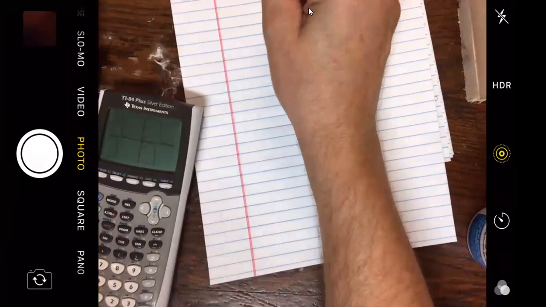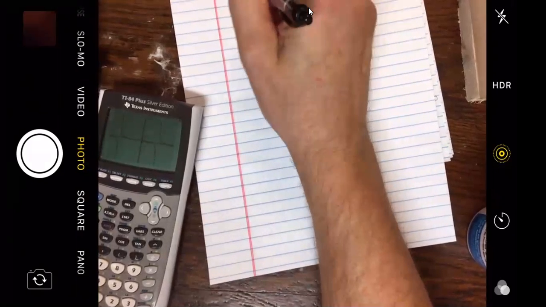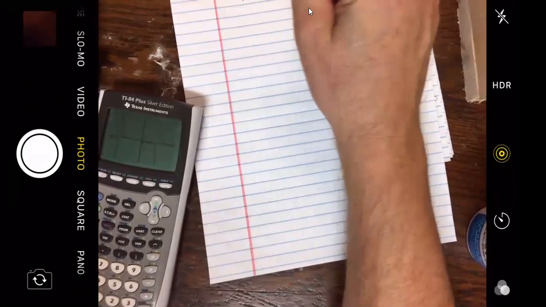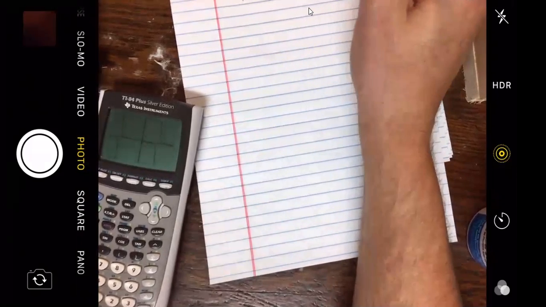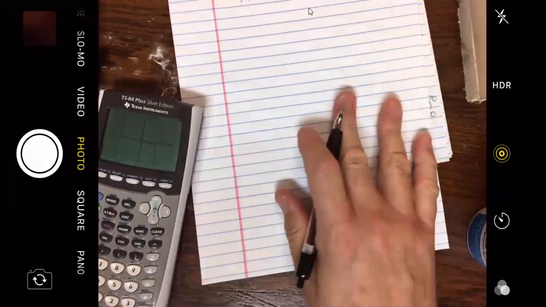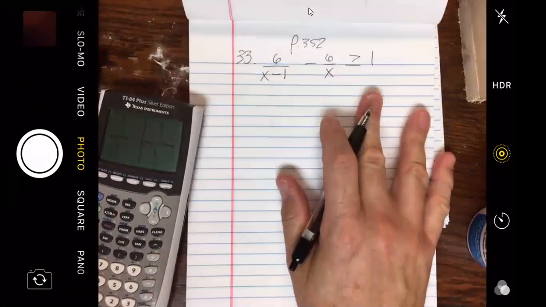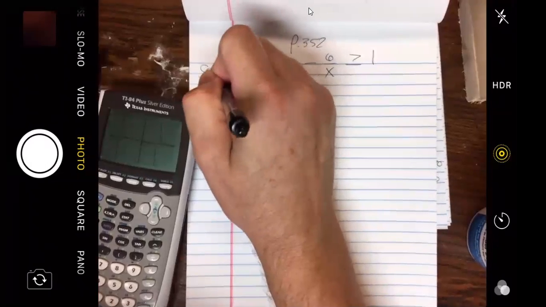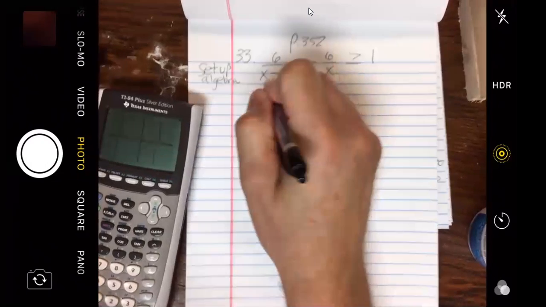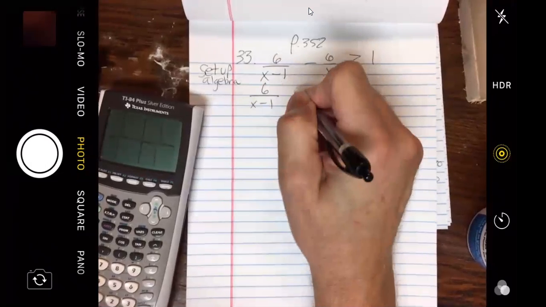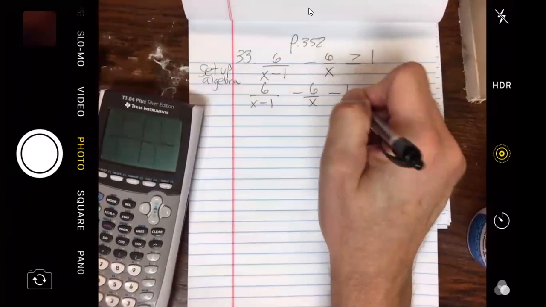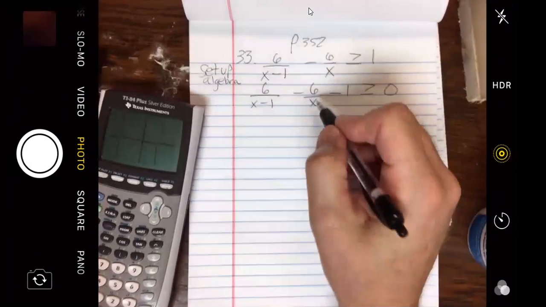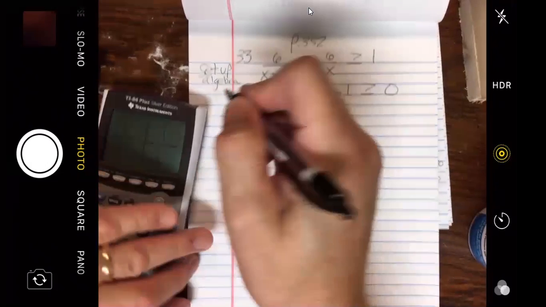So on page 352: 6 over x minus 1 over x greater than or equal to 1. All right. Gonna be some setup algebra here. 6 over x minus 1 minus 1 greater than or equal to 0. We've got to collect into one fraction.